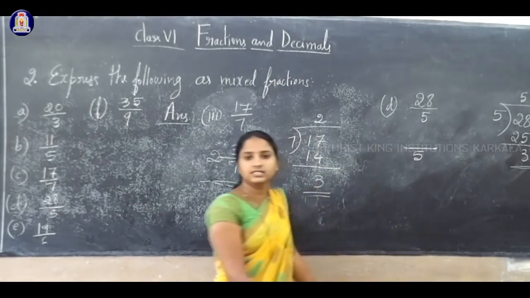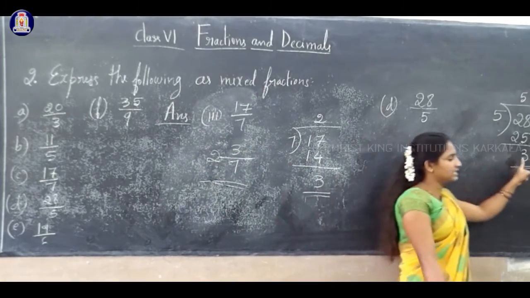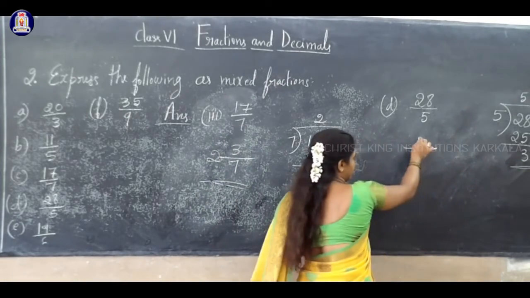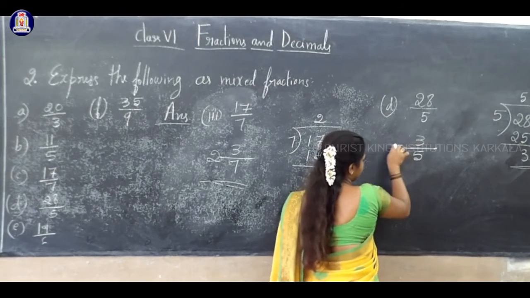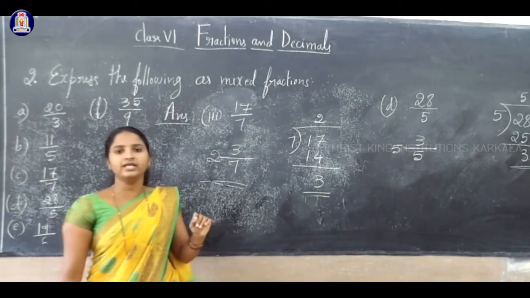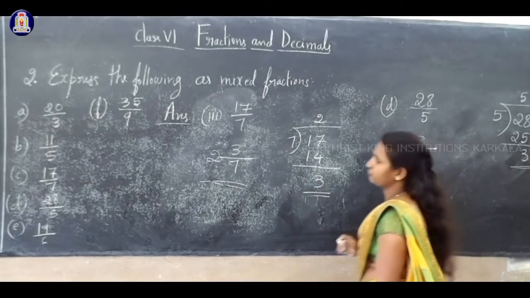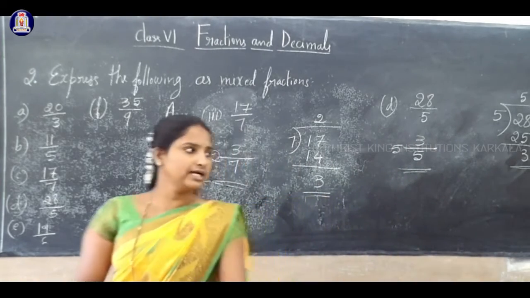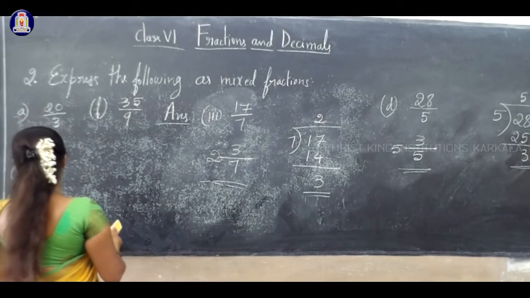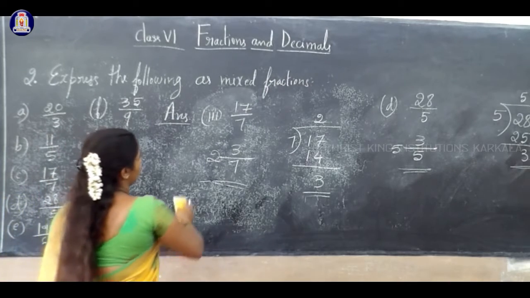Clear? Denominator as it is. Which is the remainder? Remainder is 3. So write it in the numerator, and the coefficient is 5. So the answer is 5 3 by 5. Clear? So this we will note as a mixed fraction. The next question, I think sixth question. No, the fifth one we have to solve.